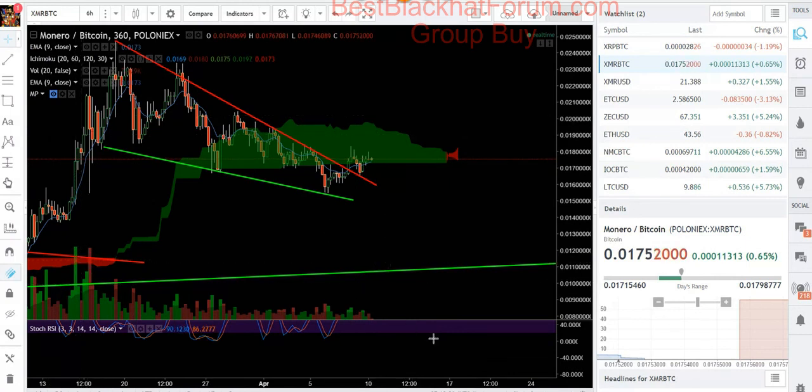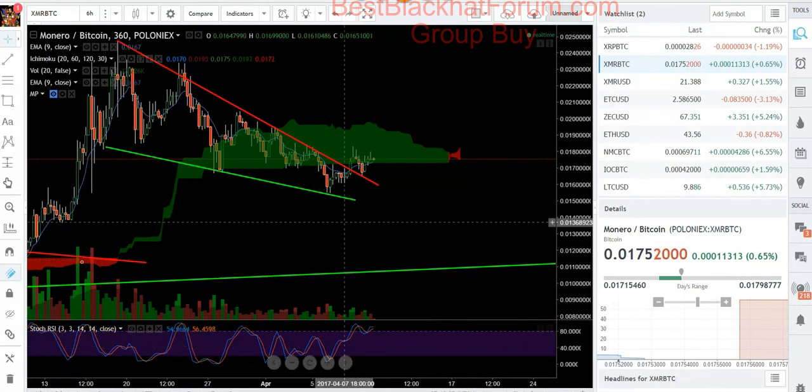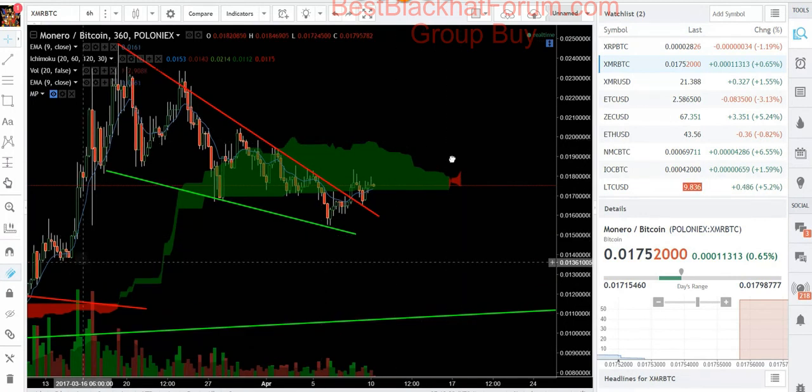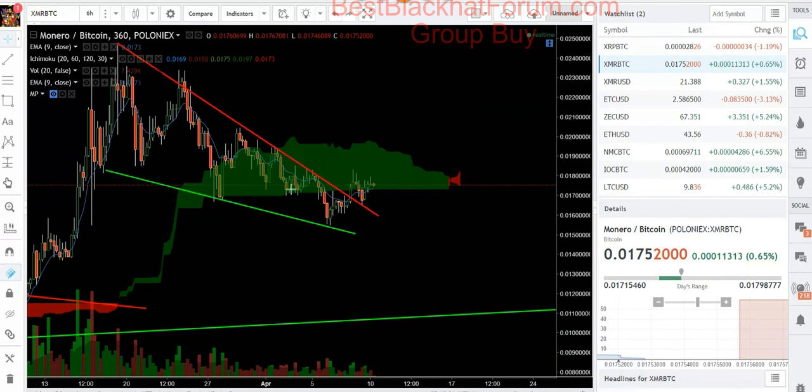Now, if this thing works its way through this 6-hour cloud and gets on top of the cloud, that's the kind of move that we're looking for this thing to bounce. We're looking for this thing to work its way above the cloud and then maybe come back down, bang, and then bounce off the cloud, because the cloud is our support.